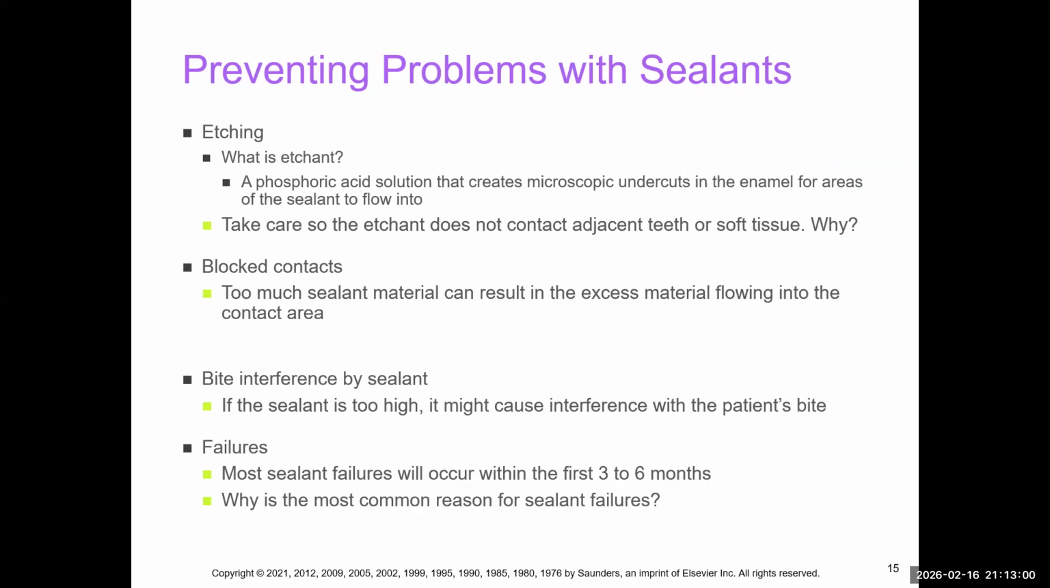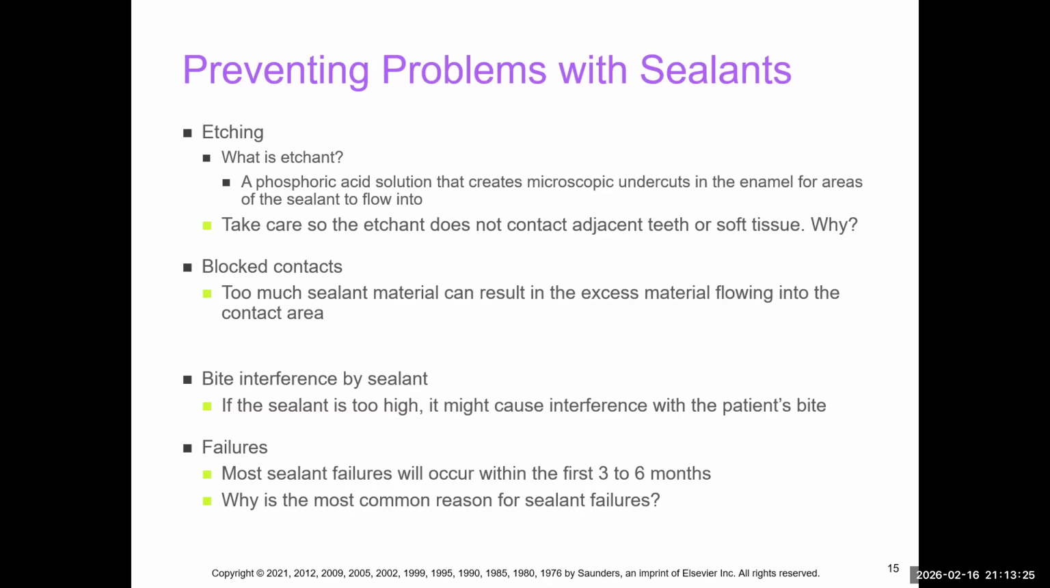So we talk about etching with composites. You also have to etch with the sealant. So the etchant is a phosphoric acid solution. We talked about this in what, DNA 110, right? Dental skills, I believe, dental materials lecture. A phosphoric acid solution that creates microscopic undercuts in the enamel for areas of the sealant to flow into.